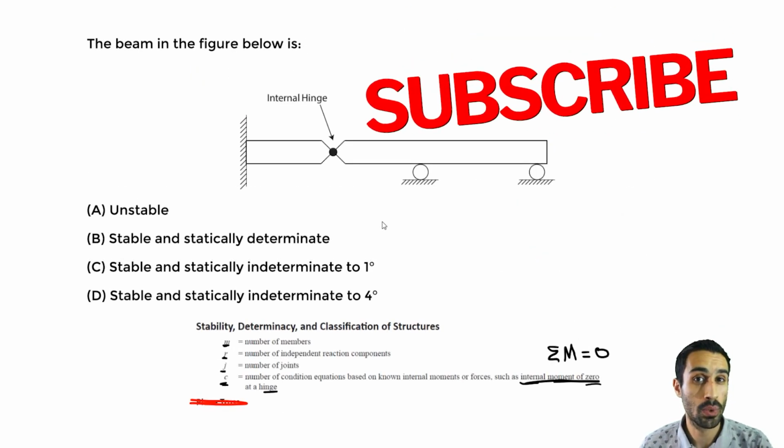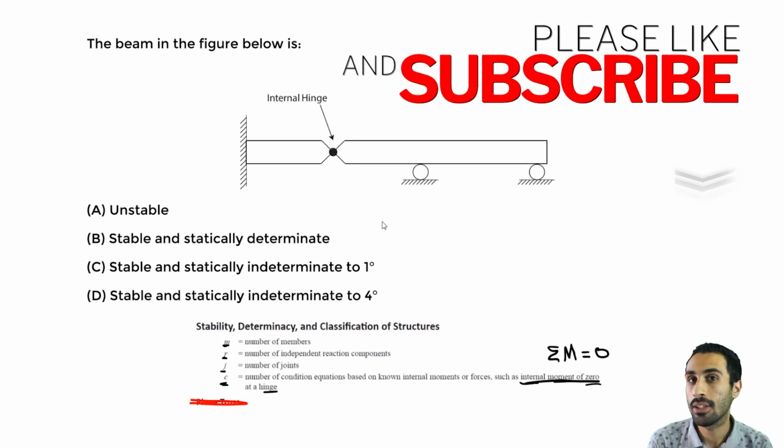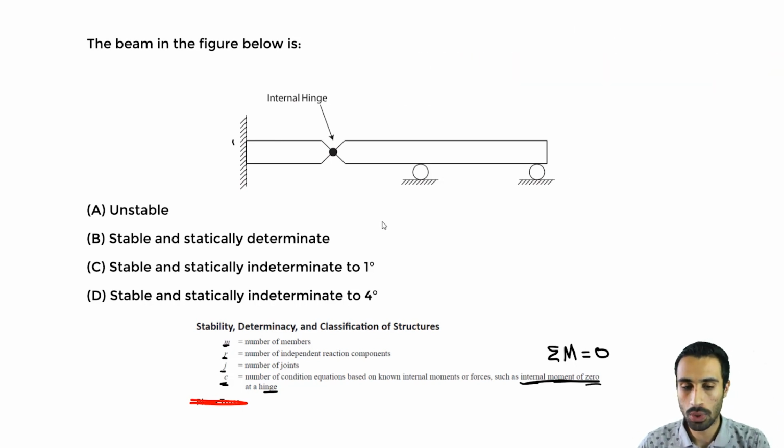Now let's do this next one. Don't forget, again, pause the video, attempt this on your own, and check your work with mine. So now we're told the beam below in the figure is what? We're given this beam, we have a hinge, we have a roller, and we have a fixed end. Is it unstable? Is it stable and statically determinate? Is it stable, statically indeterminate to 1 degree, or stable and statically indeterminate to 4 degrees? Which one is it? We will apply the same steps, just more practice.